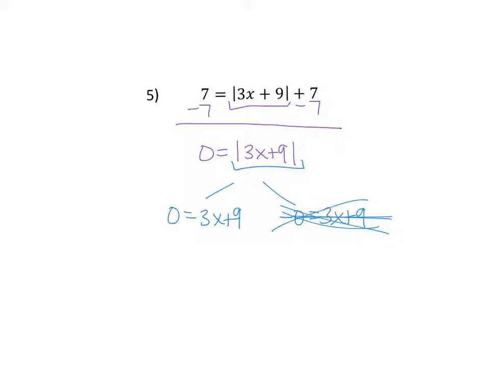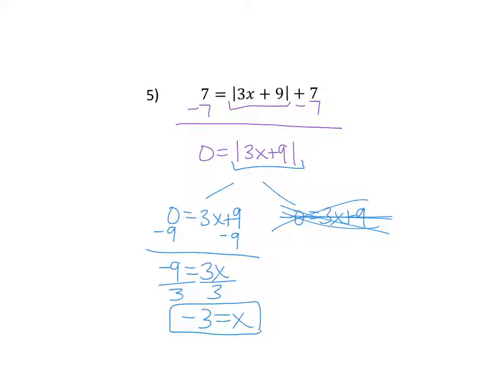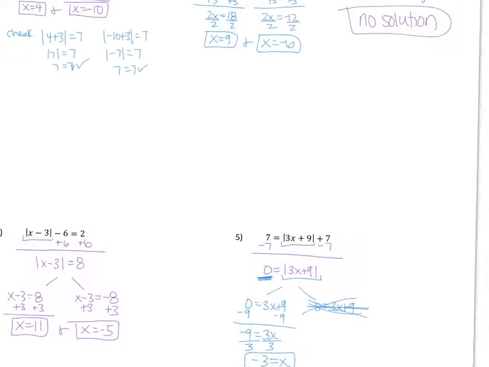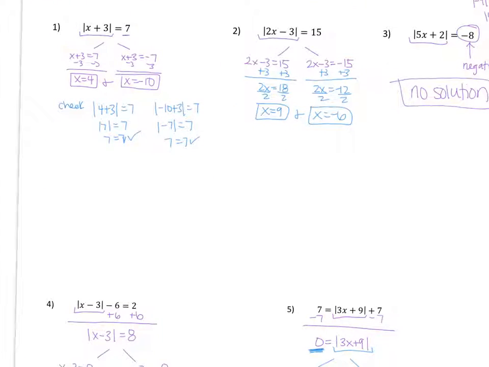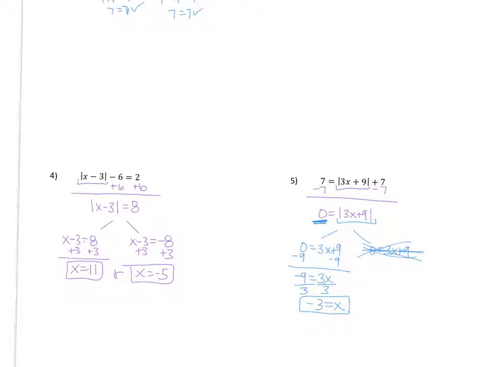So here you're going to get just one solution. You still need to continue on and keep solving. You get negative 9 is equal to 3x. Divide both sides by 3, so we end up getting a negative 3 is equal to x. There we only have one solution. Whenever it's equal to 0, you get one solution. Whenever it's equal to a negative number, like we talked about here, it's no solution, and anything else we do get 2 solutions for absolute value.